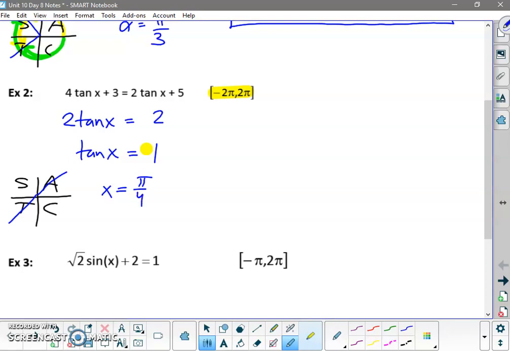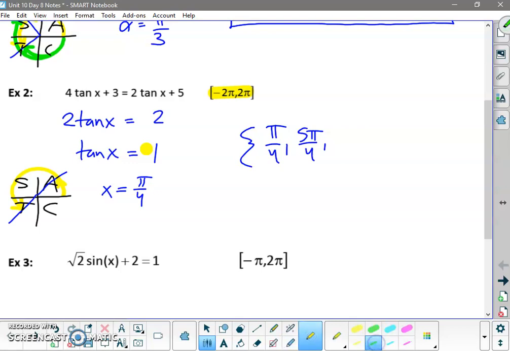So now what I have to do is I have to think, okay, there's pi over 4. Well, what's pi over 4 in the third quadrant? Well, that's going to be 5 pi over 4. So there are two possible answers. Pi over 4 and 5 pi over 4.